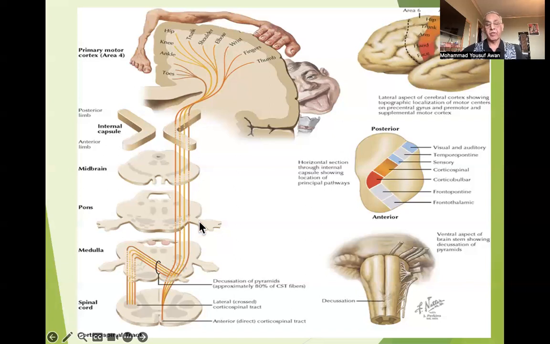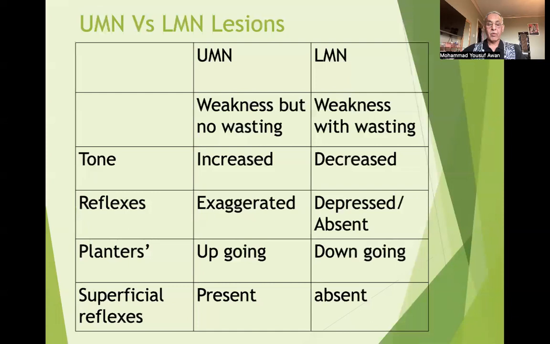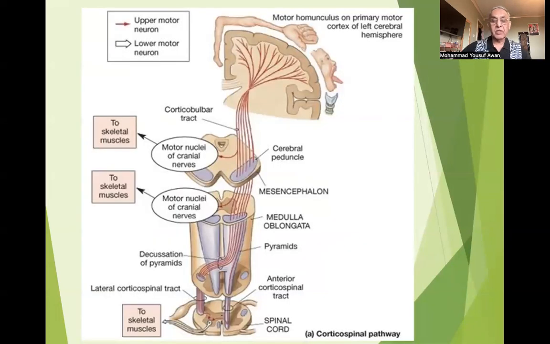Damage to the anterior horn cells causes what is called a lower motor neuron lesion. But any damage from the cerebral cortex to the anterior horn cells is called an upper motor neuron lesion. So from the cerebral cortex to the anterior horn cells is the upper motor neuron, and from the anterior horn cell to the skeletal or effector muscles is the lower motor neuron.